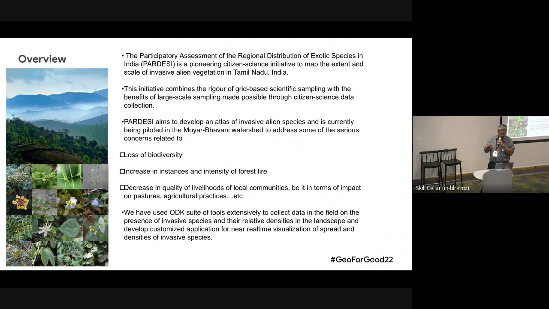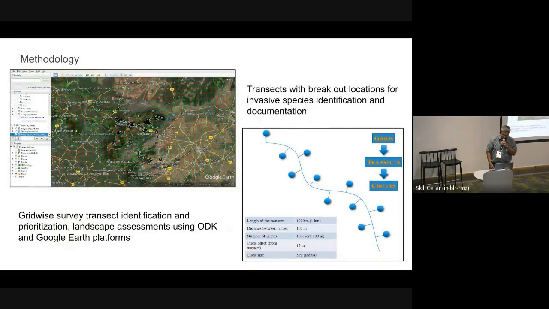What it aims to address are issues like loss of biodiversity, increase in instances of forest fires, decreasing quality of livelihoods of local communities, and so on. For data collection, we have used the Open Data Kit suite of tools. We have divided the entire area into a 3-minute by 3-minute grid, and in those grids we have prioritized 2 belt transects. There are different types of transects, and we have used the belt transect method, so there will be 2 belt transects for each grid.